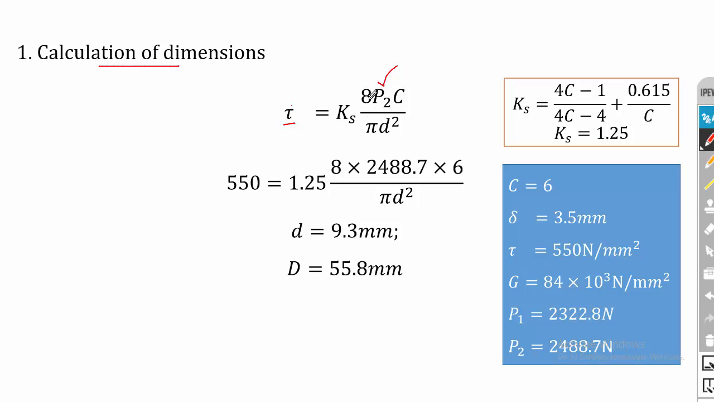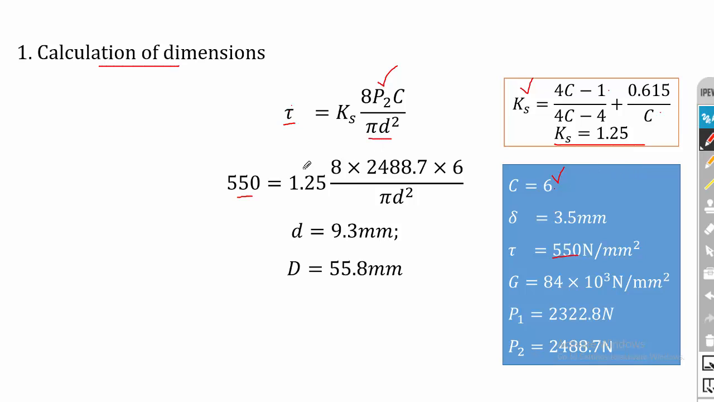So it is Ks 8P2 C divided by pi d square. The tau value is given in the problem, it is 550. You can substitute that. Then C is given as 6. So the equation for Ks is (4C minus 1) by (4C minus 4) plus 0.615 divided by C. Substitute the value of C in this equation so that you will get Ks is equal to 1.25.